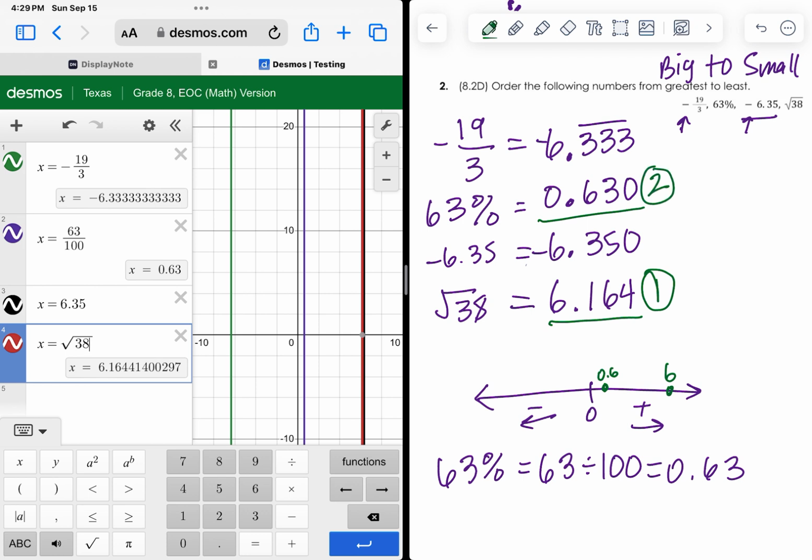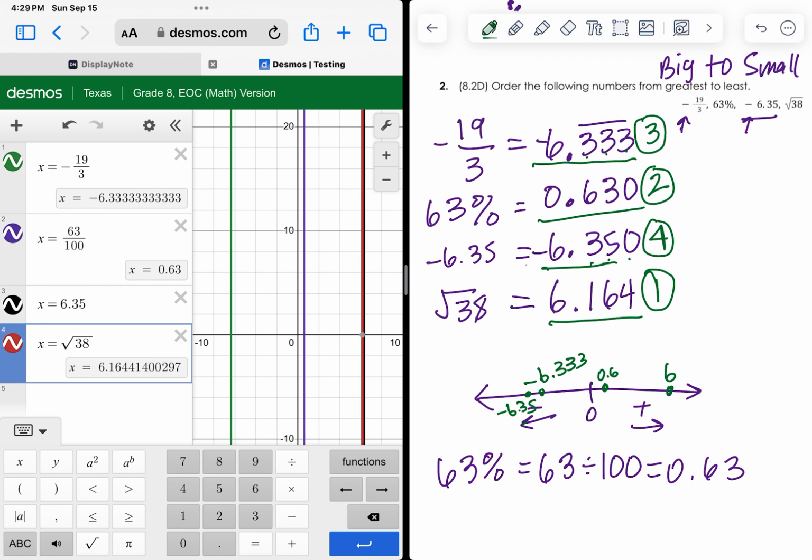Now let's look at our negative numbers. Remember, we're counting backwards as we move negative. And I have negative 6.350, negative 6.333. Well, as I'm counting backwards, I am going to hit 333 before I hit 350. So this will be negative 6.333. And right after that, negative 6.35, which would make this the third on my list. And the fourth and the smallest is that negative 6.35.